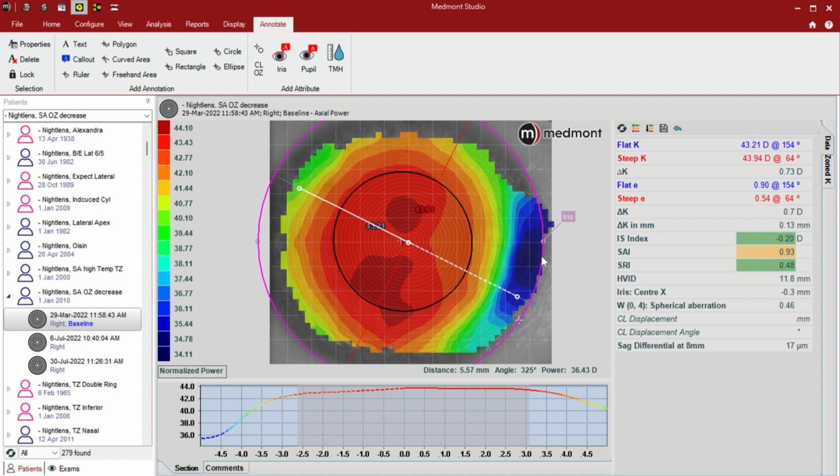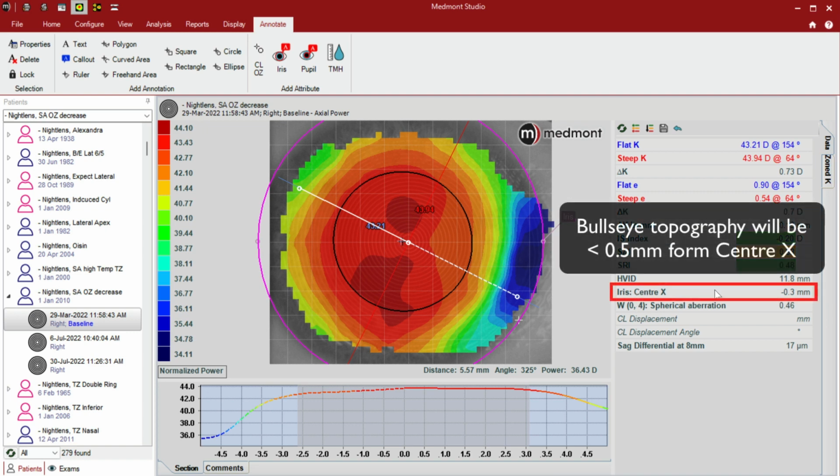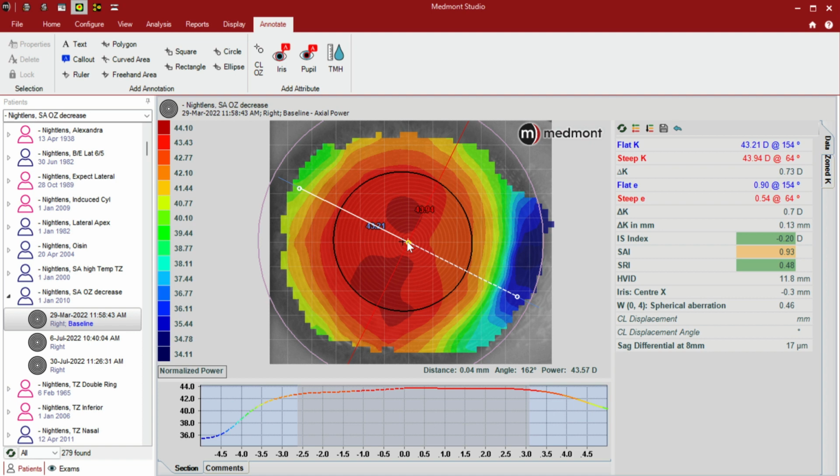Now, the useful attribute is this iris center X on the right hand side, and you can see that we've got 0.3 millimeters of decentration. So that means that the middle of the geometrical center of the cornea is 0.3 millimeters away from the visual axis. So that's a good indication from the point of view of a low angle kappa, angle lambda.